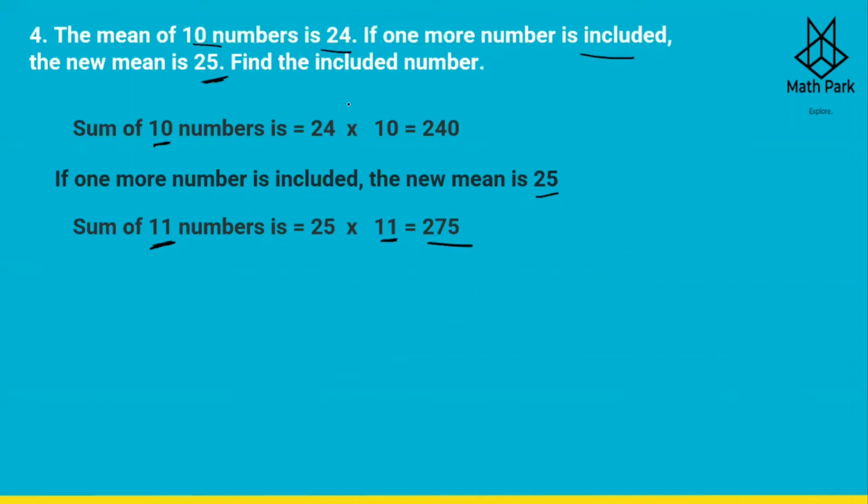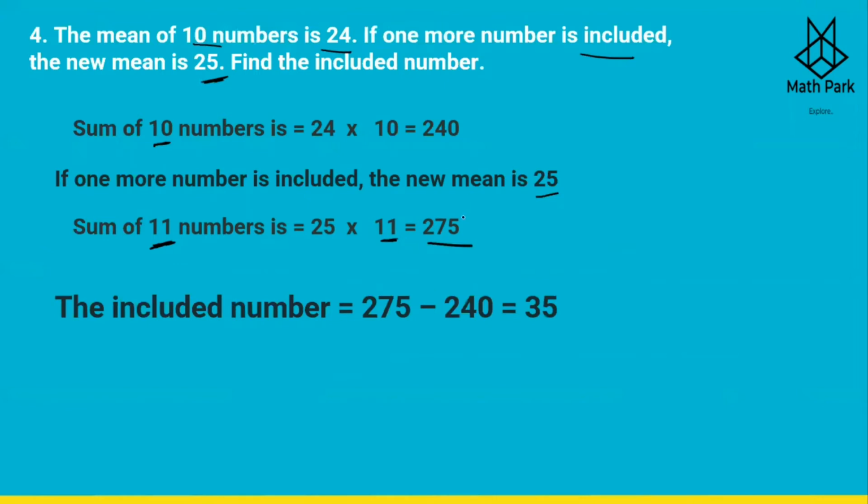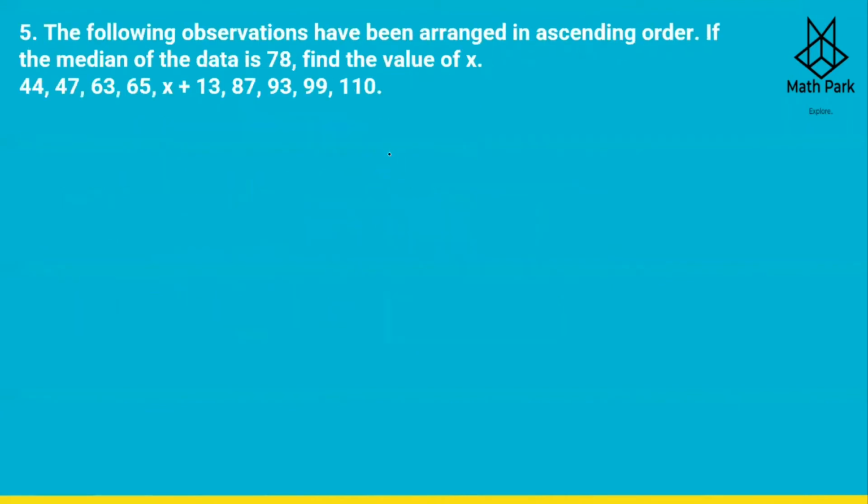So the number which is included is the sum of these 11 numbers minus the sum of the 10 numbers, which is 275 minus 240, which is 35. Got it? To find the included number, we find the difference of the sum of 11 numbers and the sum of 10 numbers. Question number 5.